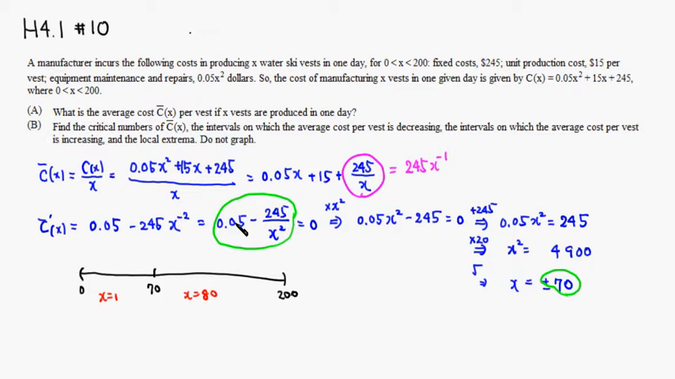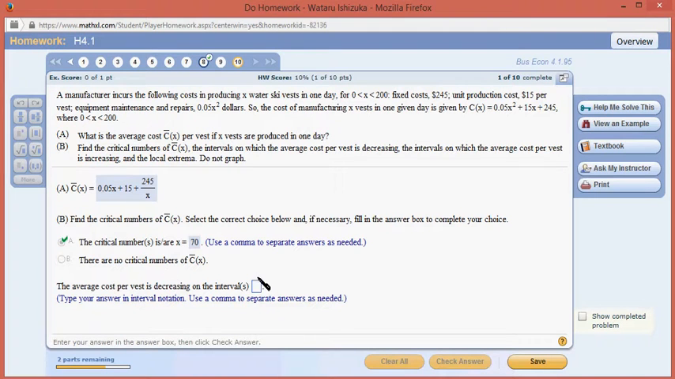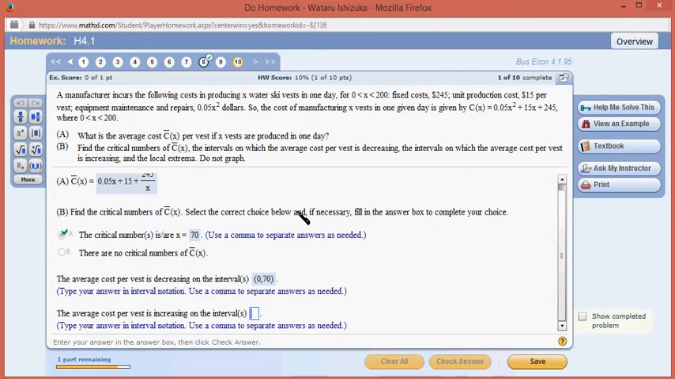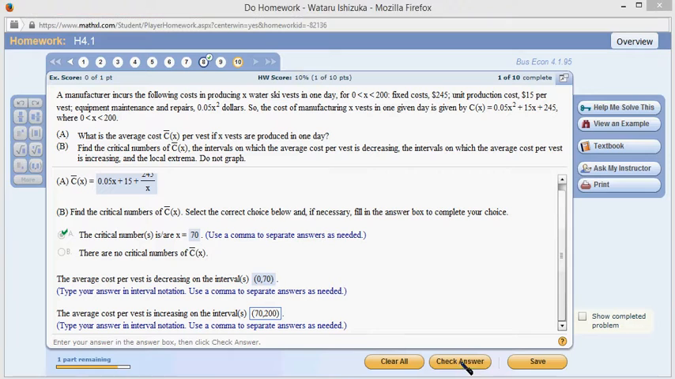Plugging in 1, 0.05 minus 245, so that's definitely negative here. After that, if you put 80 here, that's going to be smaller than 245 over x squared, so it's going to be positive there. So it's decreasing before 70, increasing after 70. We want decreasing on the interval between 0 and the critical number, and check that. Then increasing after that, so it's going to be 70 to 200. Check that.